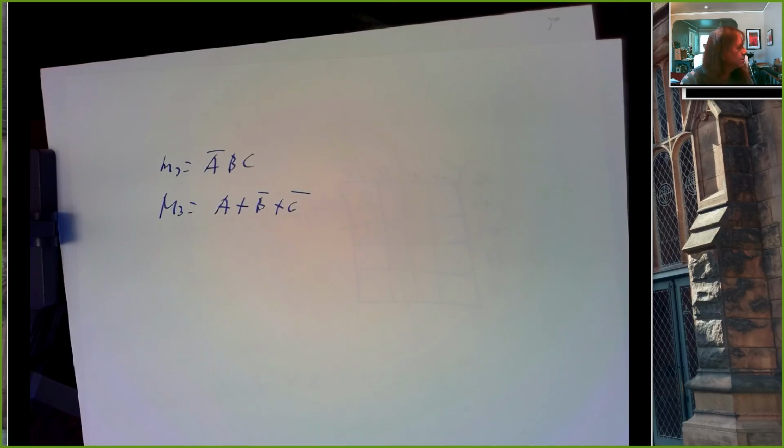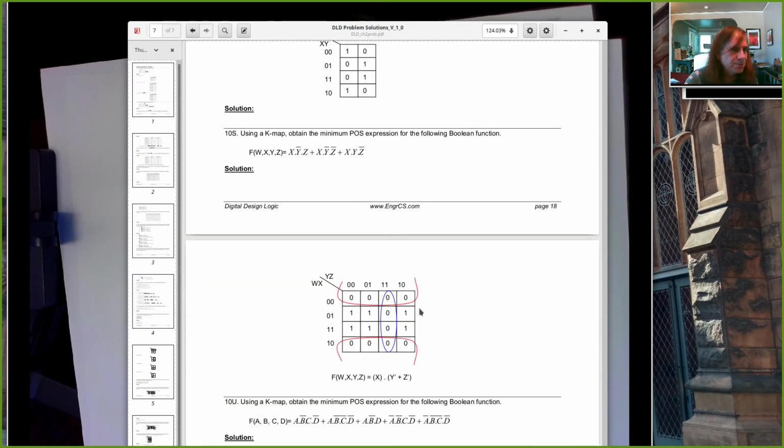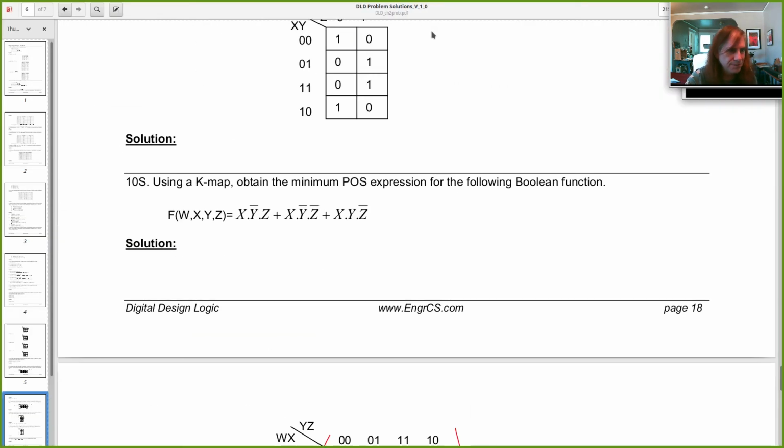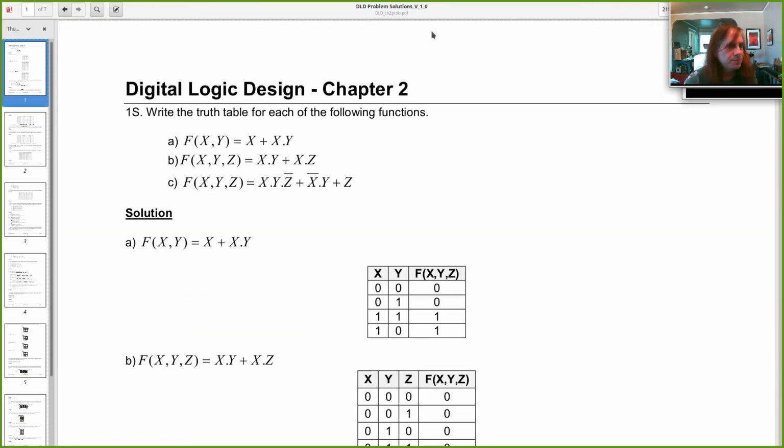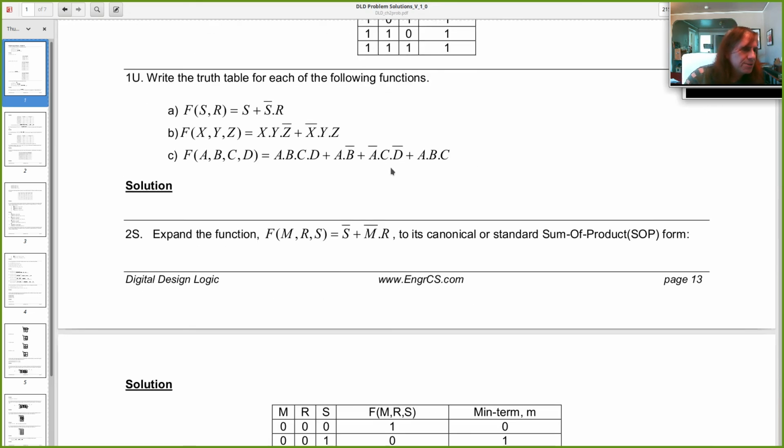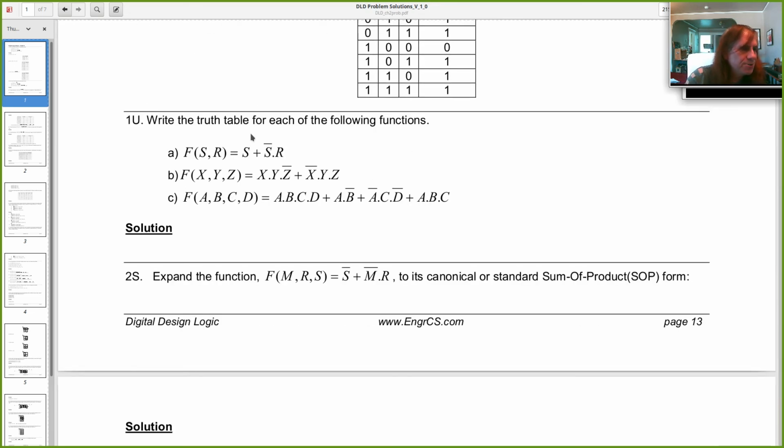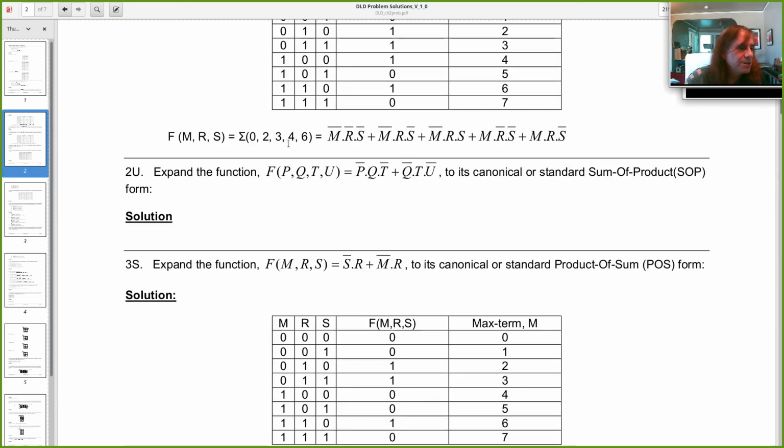All right, so let's take a look at the homework, and then we're done here for the week. So ignoring the S questions. Question 1: write the truth table for each of the following functions. So this is practicing interpreting Boolean expressions and writing truth tables. This will have 16 rows. This will have 8 rows. This will have 4 rows. Okay, so write those out.